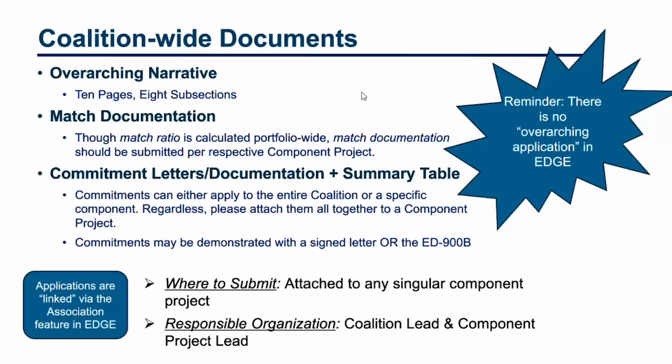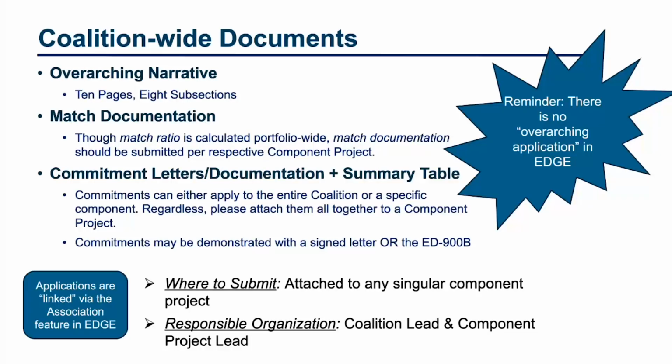As we're structuring for the industry transformation path, we're looking at what is required for the whole coalition versus what is required for individual component projects. This slide shows the coalition-wide documents required. That is the overarching narrative. This is 10 pages with 8 subsections as laid out in the NOFO. The goal of the narrative is to tell the story of your coalition and all your projects and how they are tied together.